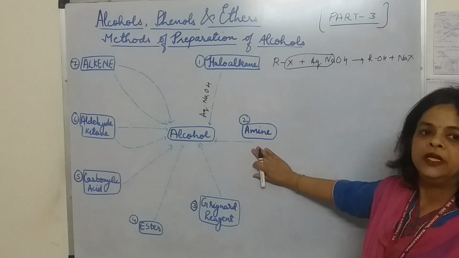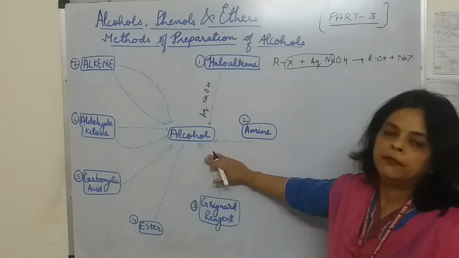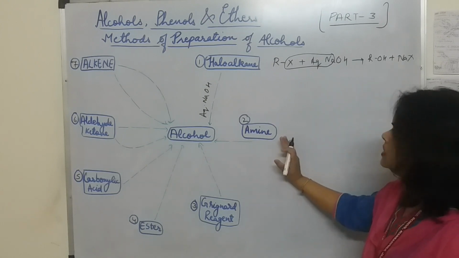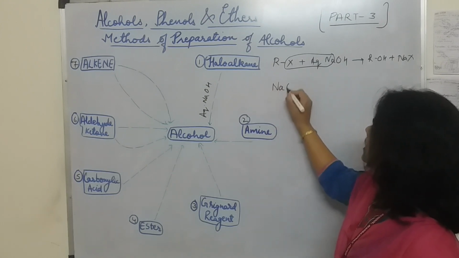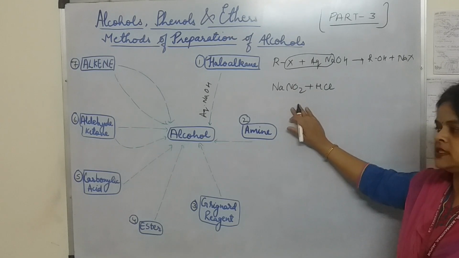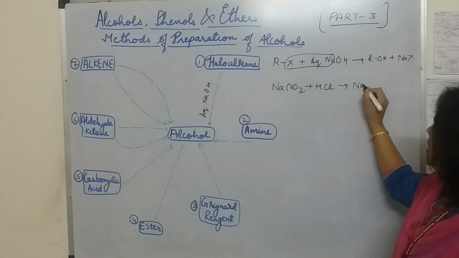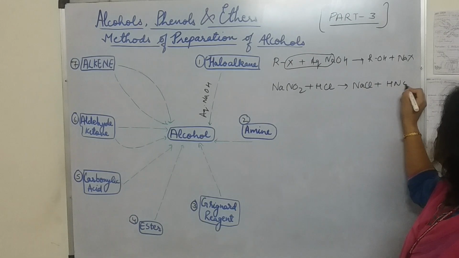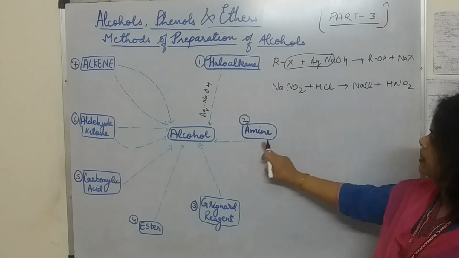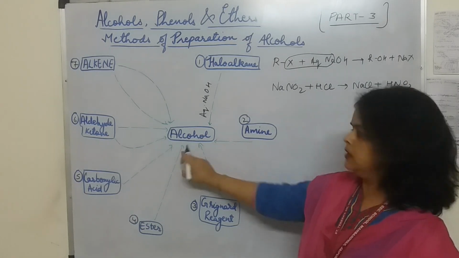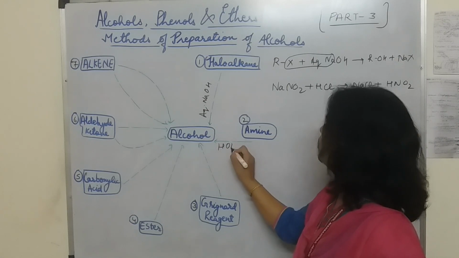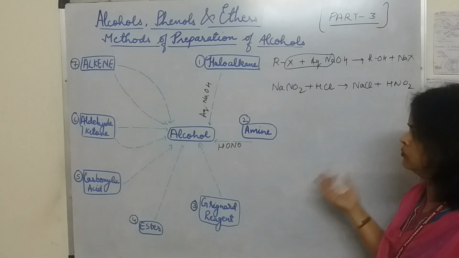Now amines. How can amines be converted into alcohols? By means of nitrous acid. And we know how to generate nitrous acid: by taking a mixture of NaNO2 and HCl. In situ it generates NaCl and HNO2. Now this HNO2, that is nitrous acid, is going to react with amine and convert it into alcohol. See how I am writing this HNO2 like this, HO-NO, so that we can easily take out the product.